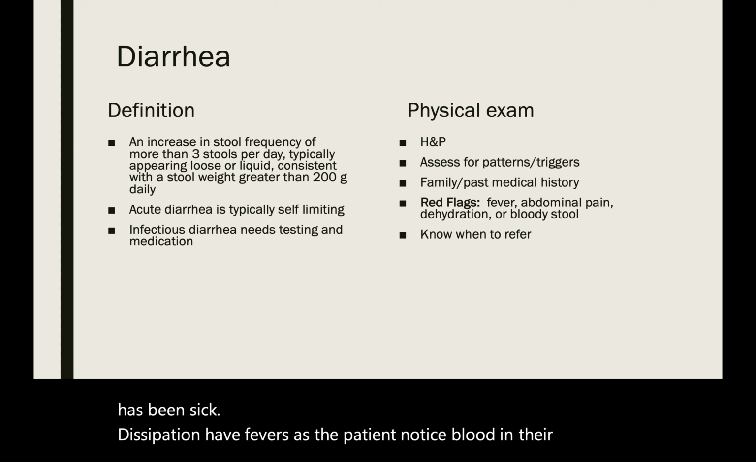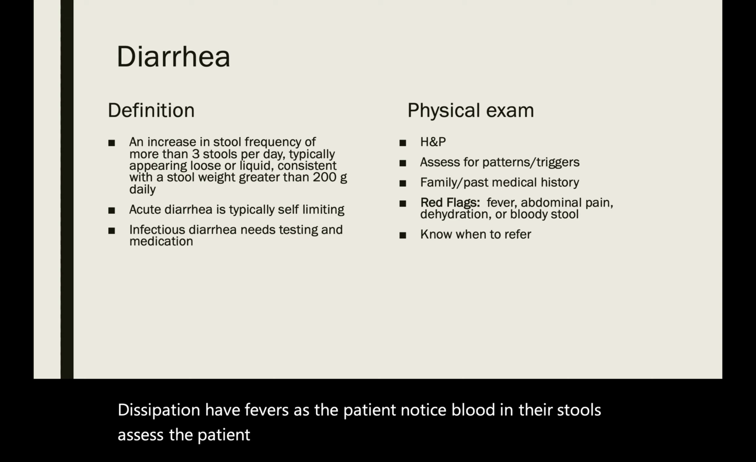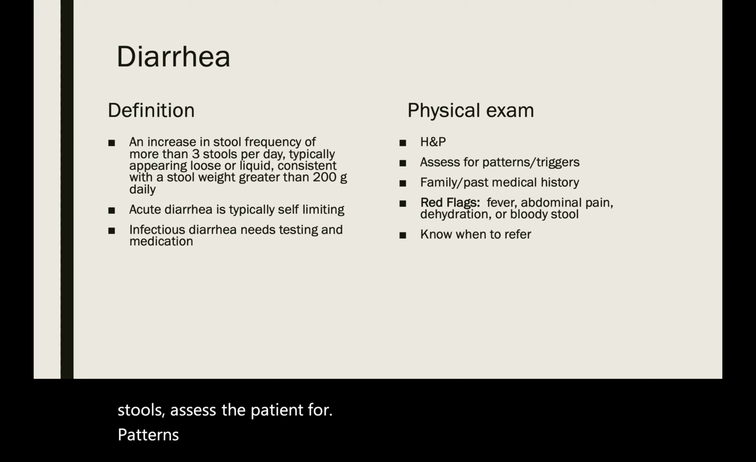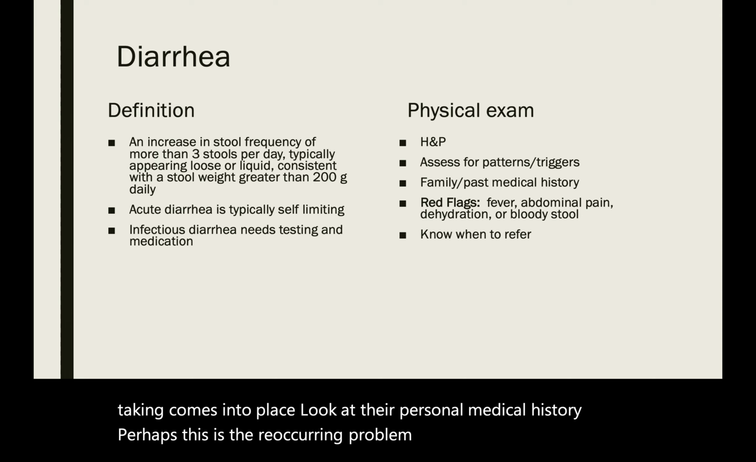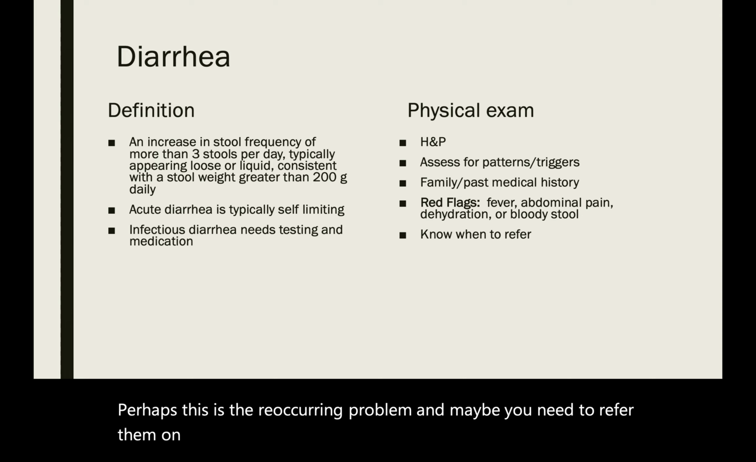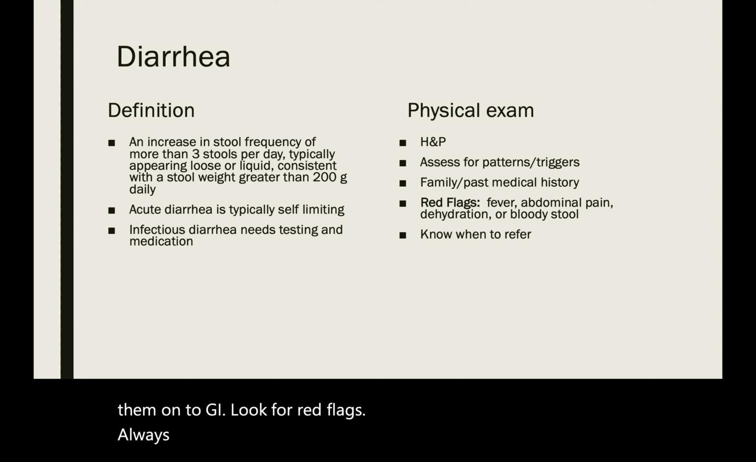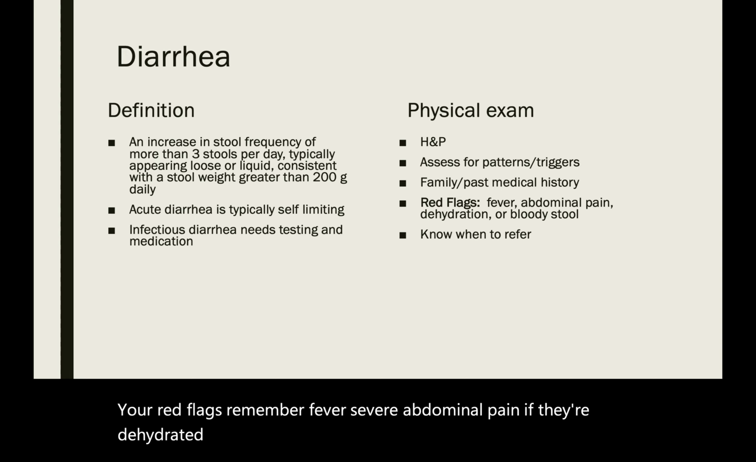Assess the patient for patterns and potential triggers. This is where that good history taking comes into place. Look at their personal medical history. Perhaps this is a reoccurring problem and maybe you need to refer them on to GI. Look for red flags. Always know your red flags. So remember fever, severe abdominal pain, if they're dehydrated, if they're just passing bloody stools. Those are things that require a referral.